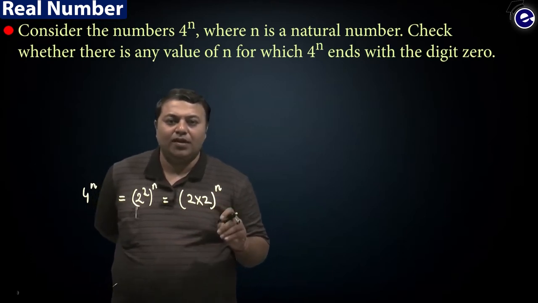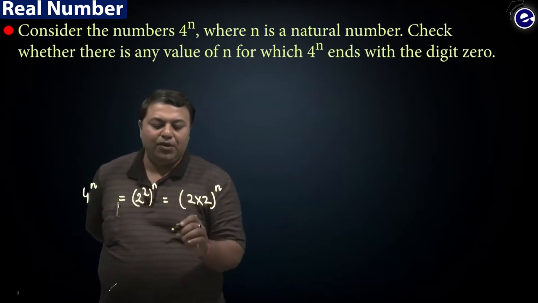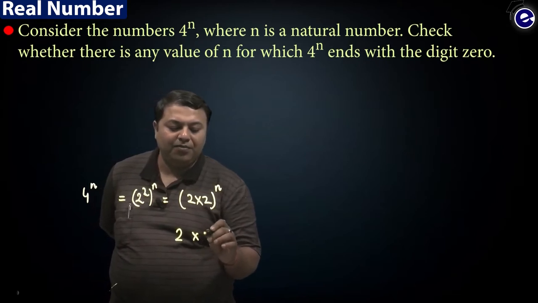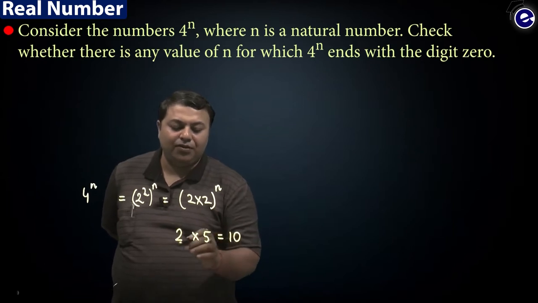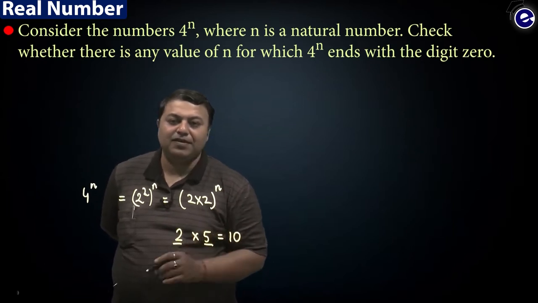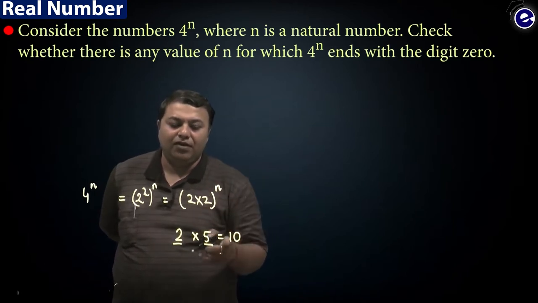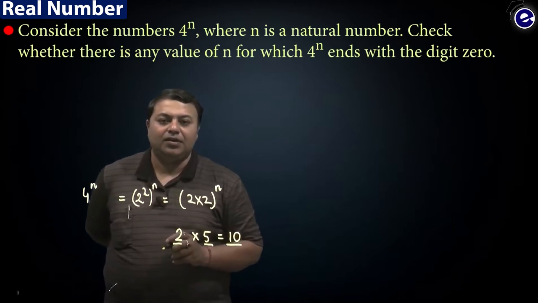Now if you want this number to end with 0, you need to have 2 and 5, because you can see that 2 into 5 is 10. So if you have 2 as a prime factor and 5 as a prime factor, one 2 and one 5, they multiply to give the number 10.